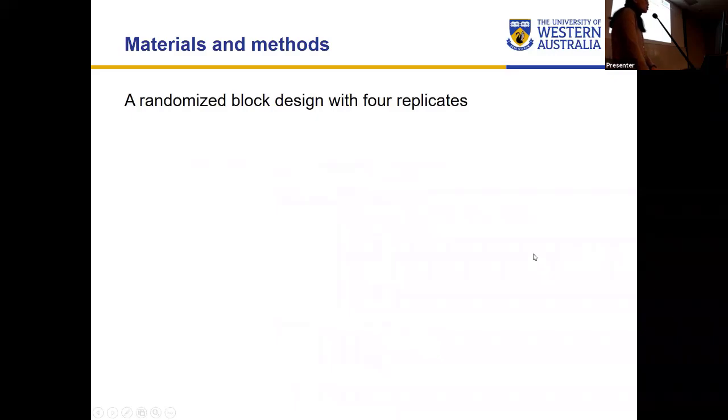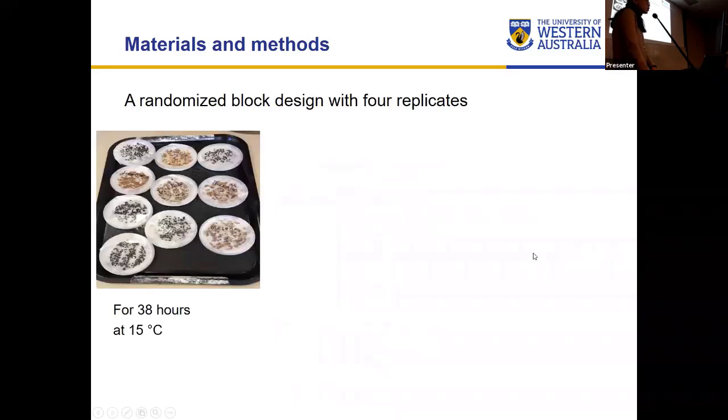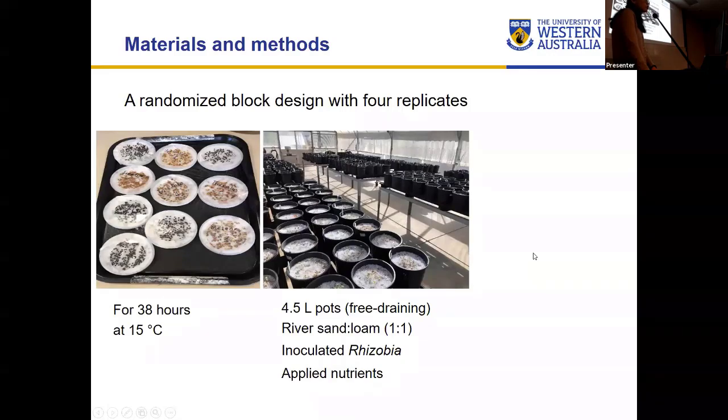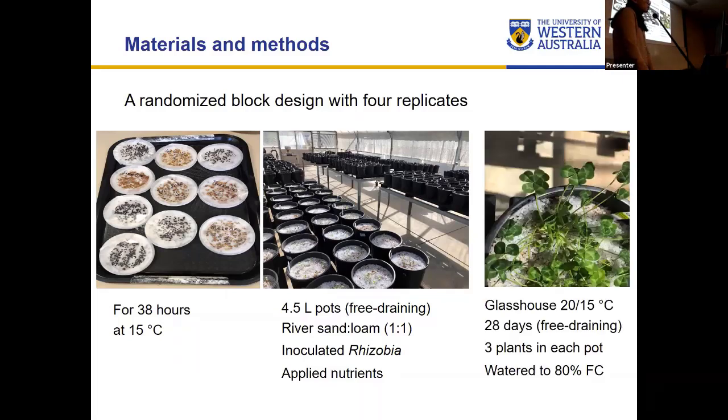The experiment had a randomized plot design with 4 replicates. Seeds were germinated in petri dishes, and we used 4.5 liter free-draining pots with a mix of soil, river sand, and loam. Soil was inoculated with the appropriate rhizobium and essential nutrients were applied. The experiment was conducted in a temperature-controlled glasshouse at UWA. Plants were grown for 28 days under free-draining conditions by watering to 80% of field capacity. Each pot contained 3 plants, and pots were the experimental unit.